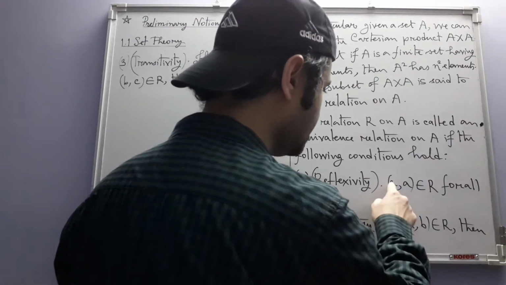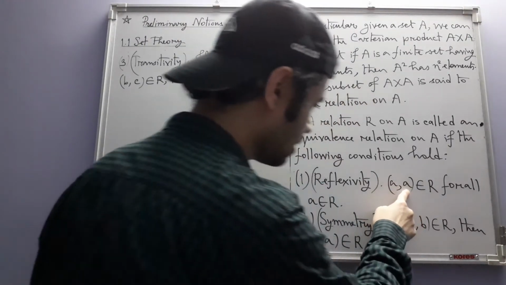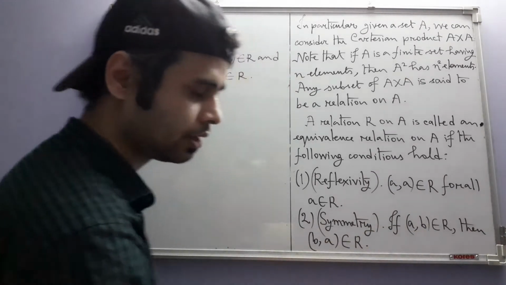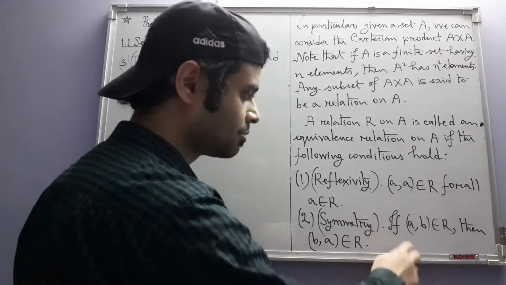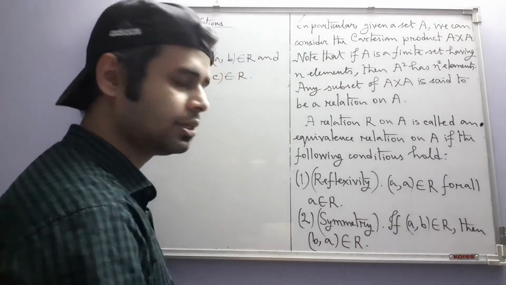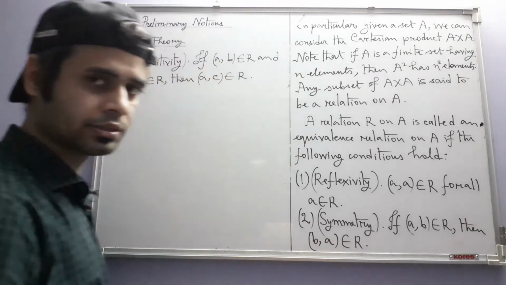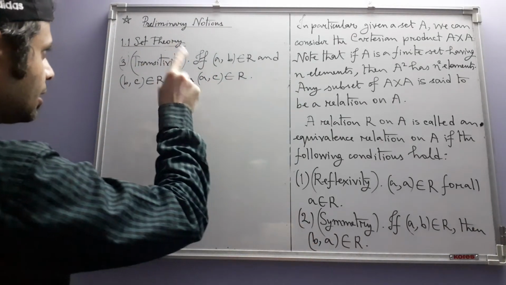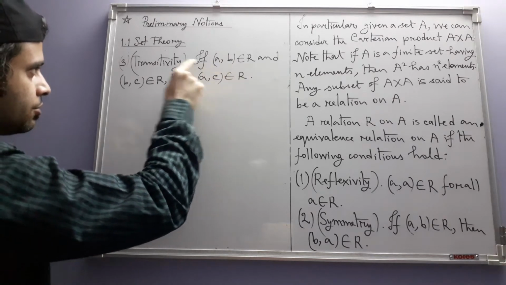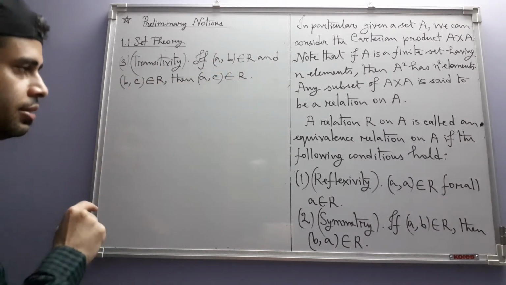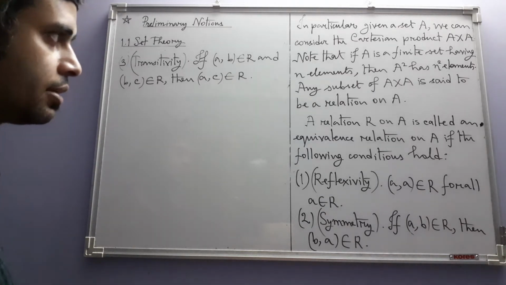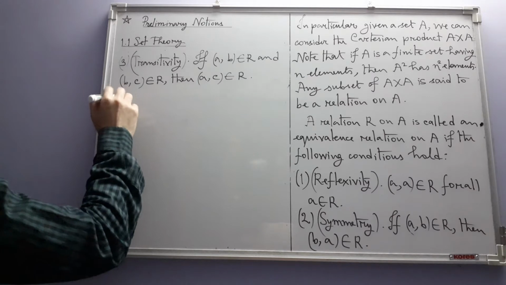That means every element has to be related to itself. If A is related to B, then B has to be related to A. Note that there is a sort of direction because these are ordered pairs. A comma B and B comma A are not equal unless A and B are the same things. And the third one, transitivity, says that if A is related to B and B is related to C, then A has to be related to C. Then we will say that R is an equivalence relation on A.